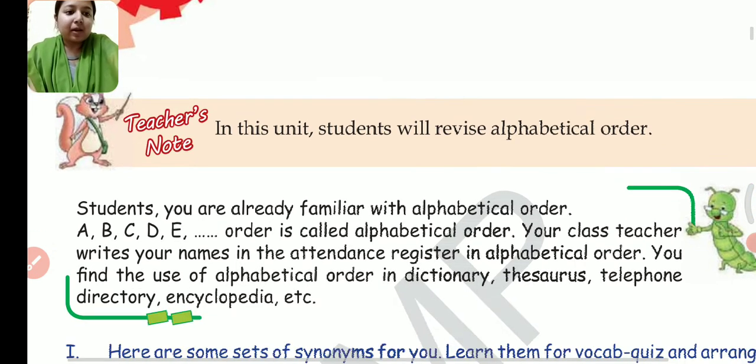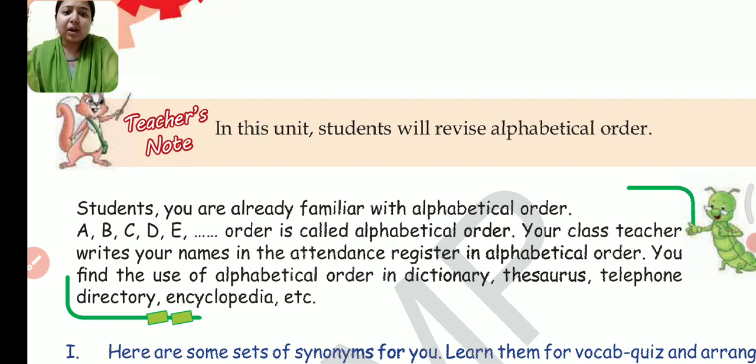Children, you must have seen my register or any of your teachers' registers. When we teachers write your name in the attendance register, we follow this alphabetical order. Means first the students whose names start with A are written, then comes the students with names starting with B, then C, then D, and so on.